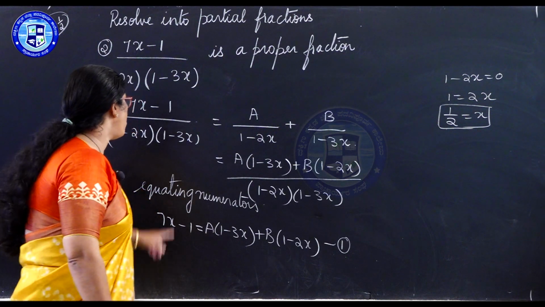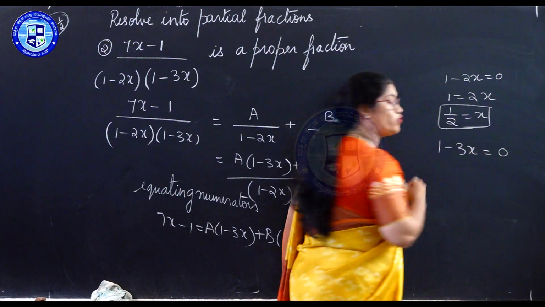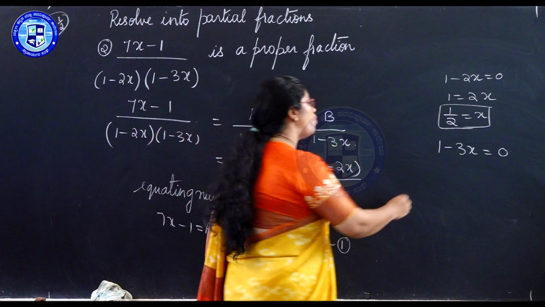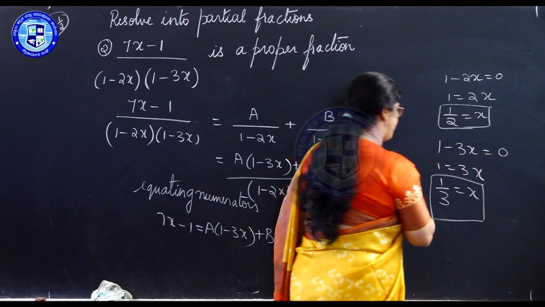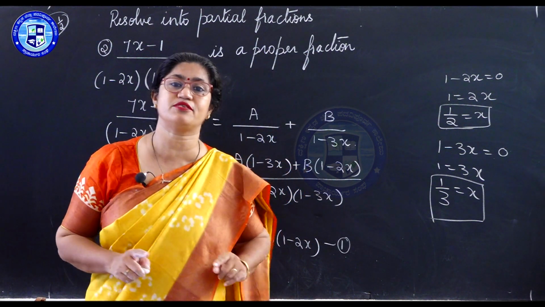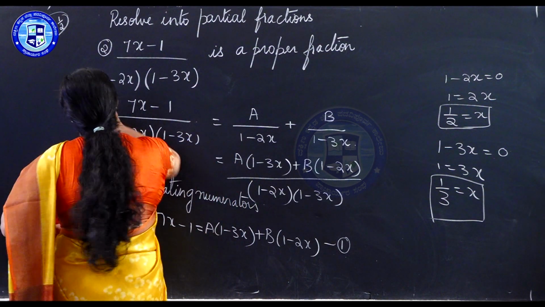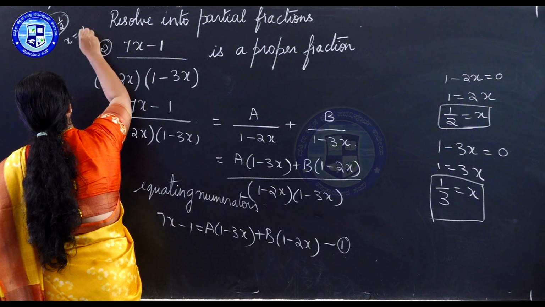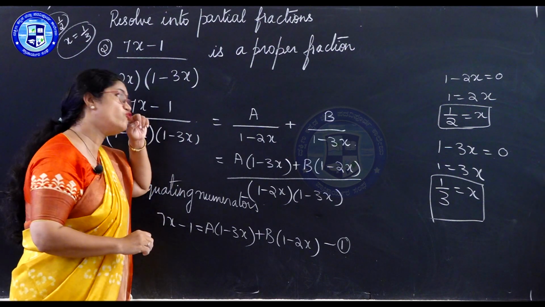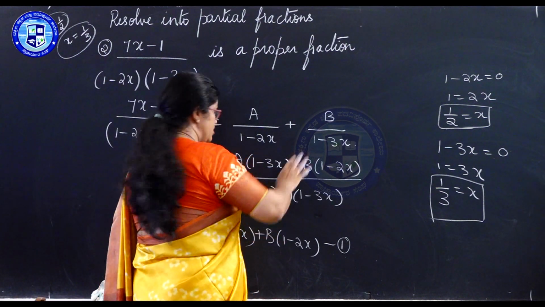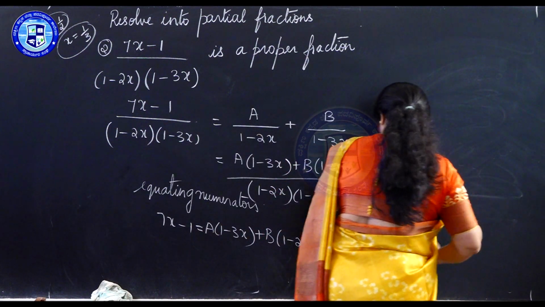Now the next one. What will make the next factor 0? Think, 1 minus 3x is equal to 0. What value? 1 equal to 3x, bring 3 this side, x is equal to 1 by 3. So now you know that I am going to substitute x is equal to half and x is equal to 1 by 3. So I will put this value also at the corner, x is equal to 1 by 3 and x is equal to half. So these are two values I am thinking in my mind. So this was all the calculations that I had to do in my mind or somewhere at the rough work.